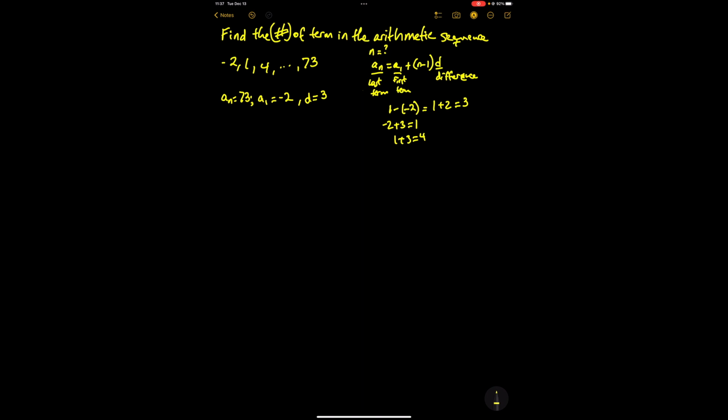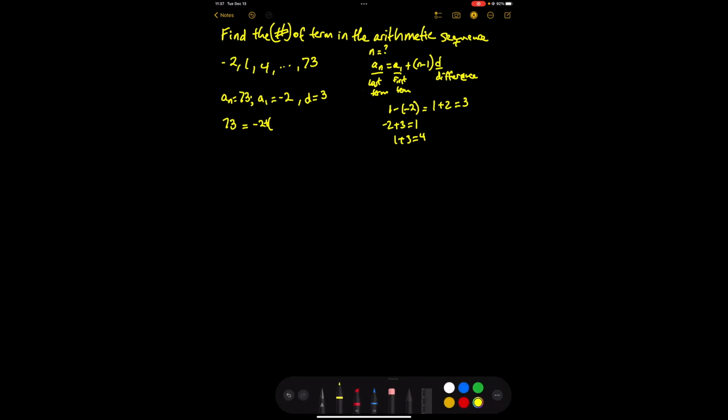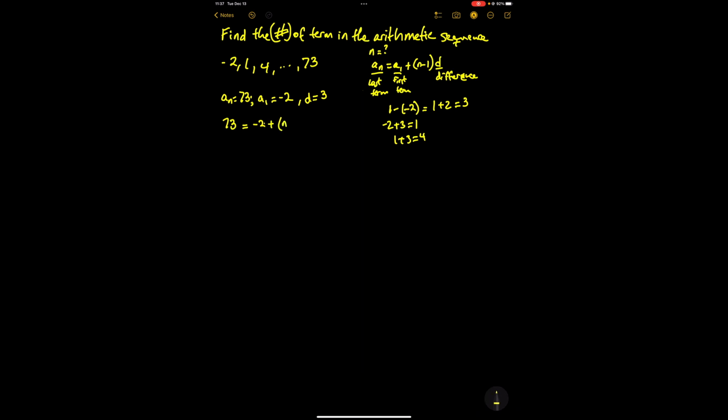So now, can we find n? Yes. Remember, a sub n, which is 73, is equal to a1, which is -2, plus n minus 1 times the difference, which is 3. So it's very easy now to find n. We are looking for n. What's next? I'm going to add 2 on both sides. So I have 75 equals 3 times n minus 1.